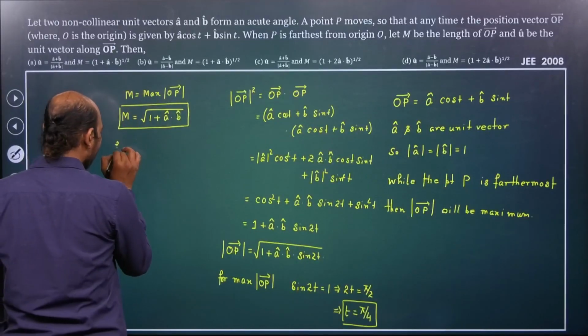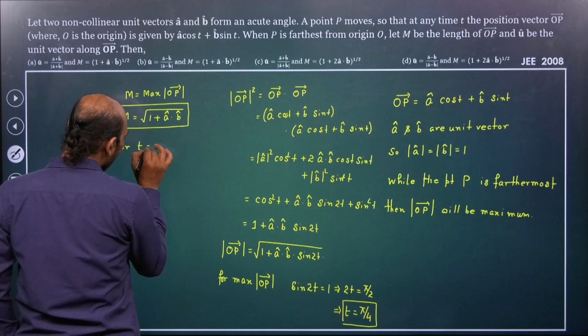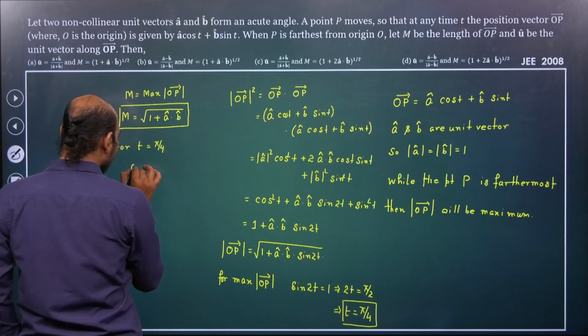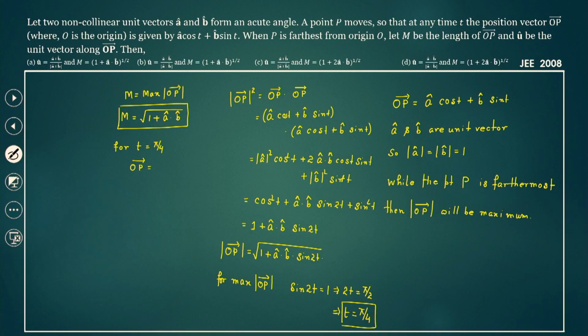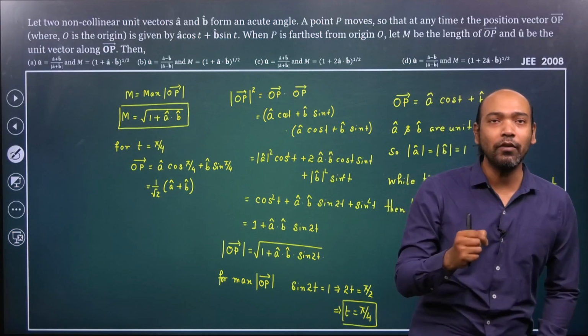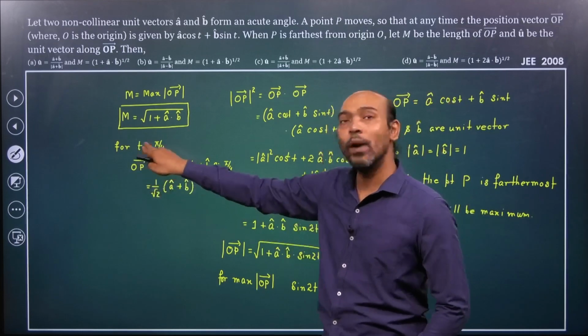So let's take that condition. For t equal to pi by 4, let's substitute in the vector OP. So it's cos pi by 4 a cap plus b cap sin pi by 4. When we substitute these values, we get 1 by root 2 times (a cap plus b cap). That's it.